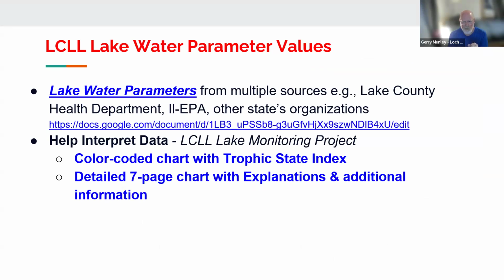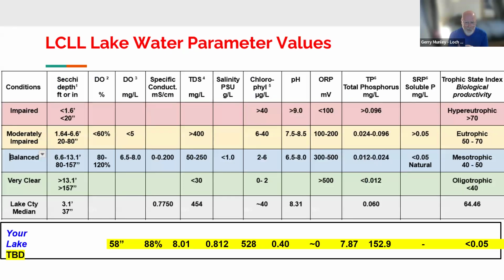So I think I modeled it after a group in Pennsylvania. I took information from the Lake County Health Department, Illinois EPA, and multiple state organizations, and I tried to create a chart. There are 8 pages and 2 different things here. This particular chart is trying to show the trophic state on the right-hand side, and it's color-coded, and the conditions of being impaired, moderately impaired, balanced, or very clear. So some of the same verbiage that we just saw.